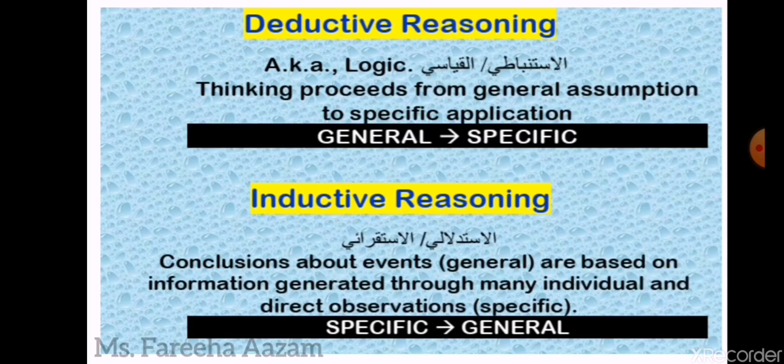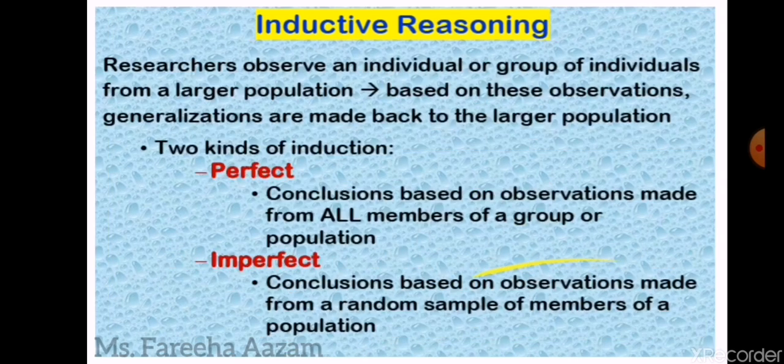Deductive thinking proceeds from a general assumption to a specific application. While in inductive reasoning it goes from specific to general, and conclusions about the general are based on information generated through many individual and direct observations, which are specific. In inductive reasoning, basically, there are two kinds of induction: one is perfect, another is imperfect.